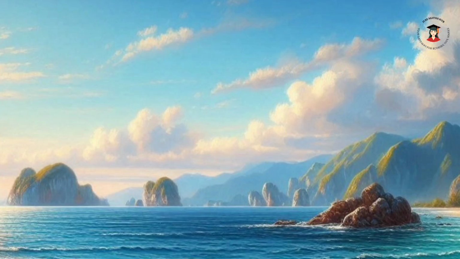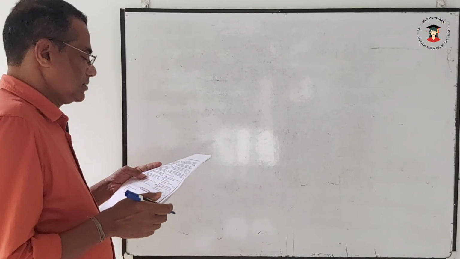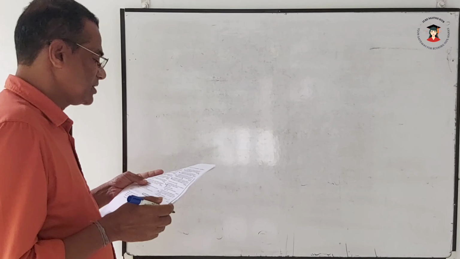So the 15th question is, a solid metallic sphere of radius 6 cm is melted and made into a solid cylinder of height 32 cm. Find the 1. Radius of the cylinder, 2. Curved surface area of the cylinder. So a sphere is melted and recasted into a cylinder.